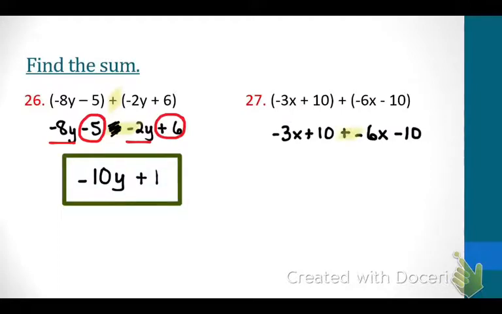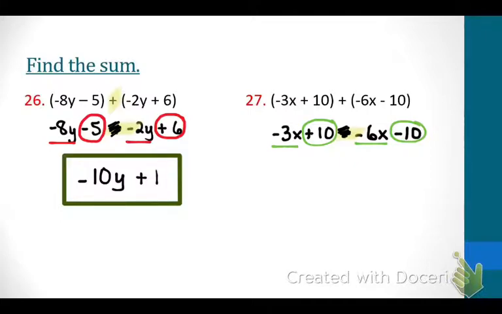Talila, who wins out of plus minus? Negative. The negative always wins, so I can get rid of that. Einar, would you please underline and circle for me? Very good. Amira, what's negative 3x minus 6x?